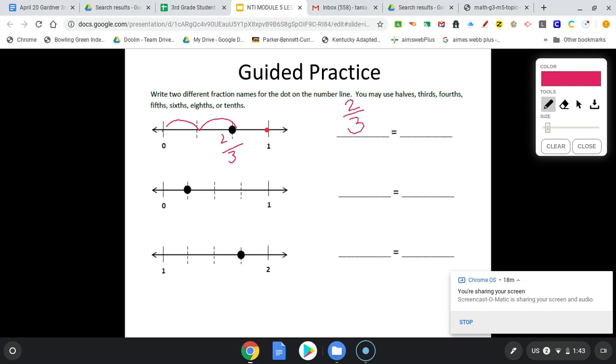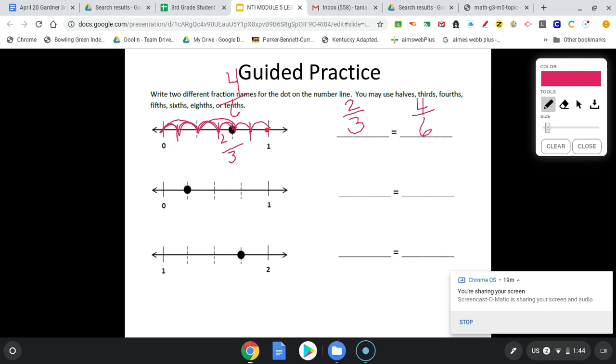Now we want to find something equivalent to that. And we've been working on it. If we have thirds and we double it, can we find an equivalent fraction? Yes, we can. So let's draw 6 equal parts now. So now we have 1, 2, 3, 4, 5, 6 equal parts. So we would put 6. And we landed at 1, 2, 3, 4 sixths. So 4 sixths would be equivalent to 2 thirds because they are at the same point on the number line. Let's try the next one and do the same thing that we just did on this one.